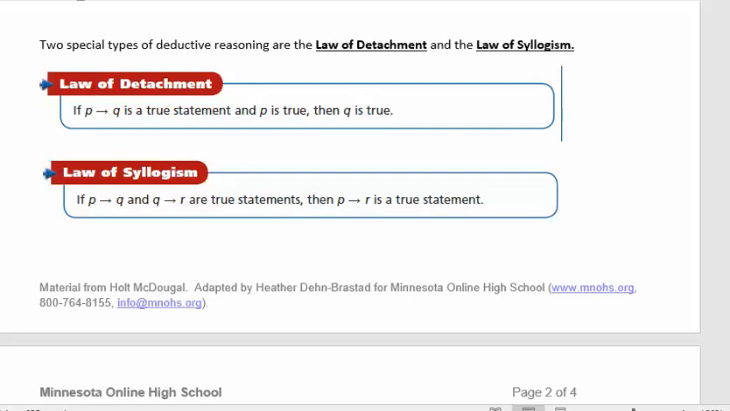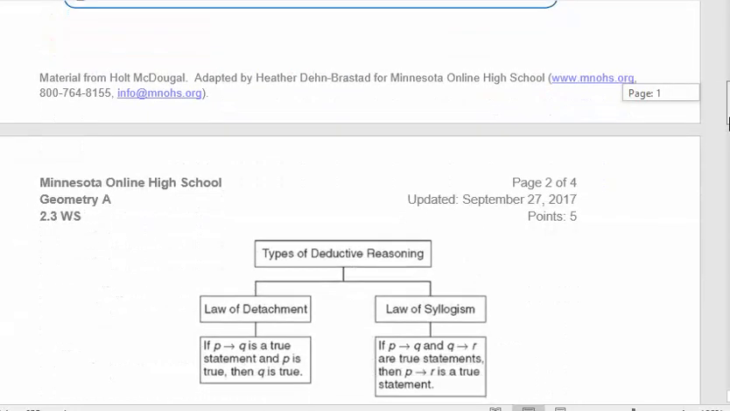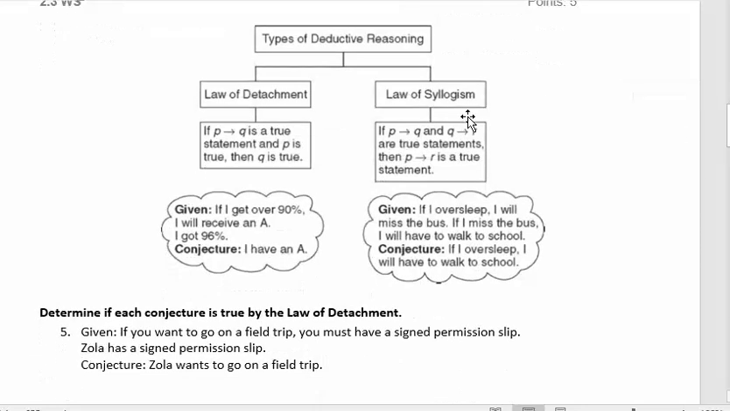The law of syllogism is kind of like the transitive property, which we'll talk more about. It's when, if P then Q and if Q then R are true statements, then P implies R is a true statement. Let's look more at what we're talking about here. And there's way more on this in your book, so don't assume that this is all the information you need. You need to look at your book to explain what these arrows mean and stuff.